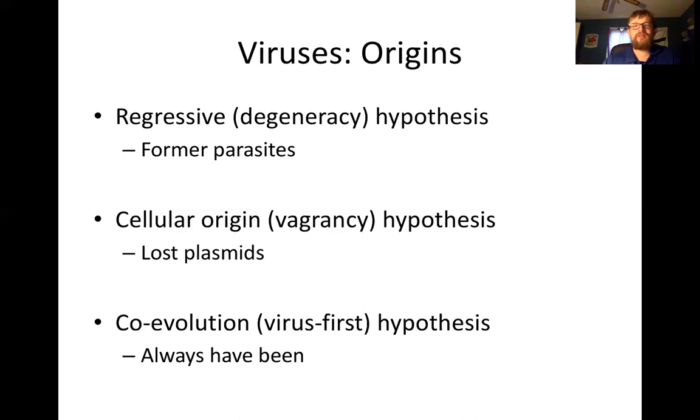Then there's the cellular origin hypothesis, also called the vagrancy hypothesis. That's the idea that we had some rogue plasmids from prokaryotic cells that broke away from the main bacteria and were able to survive on their own and eventually became what we know as viruses. And then, if I had to pick one of these, this is probably the one I settle on the most: the idea of coevolution, and the fact that viruses have been present as long as life has been present.